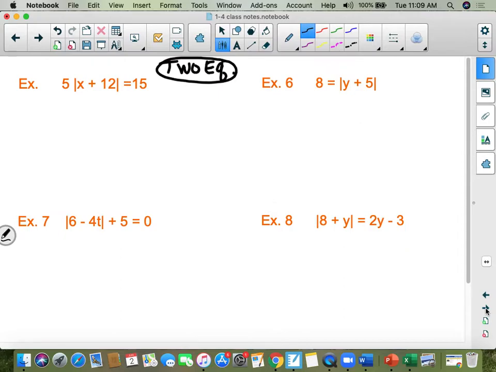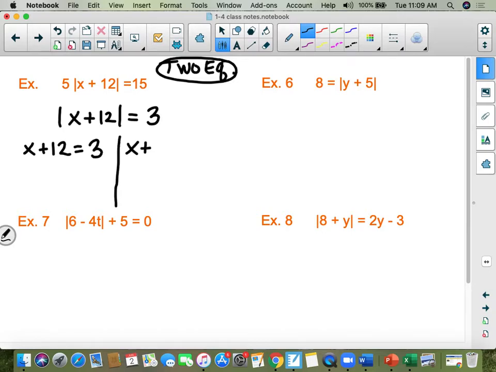So the first thing you have to do is get the absolute value alone. So I'm going to get the absolute value alone by dividing both sides by 5, and I'm going to be left with a 3 on the right hand side. Once the absolute value is alone, you can rewrite them with 2 different equations. The first one is exactly the same thing up there without the absolute value. And the second one is going to be x plus 12 equals a negative 3.